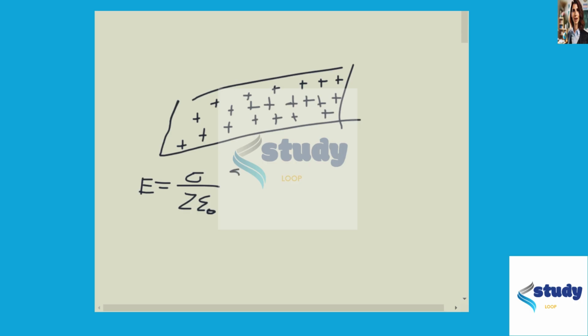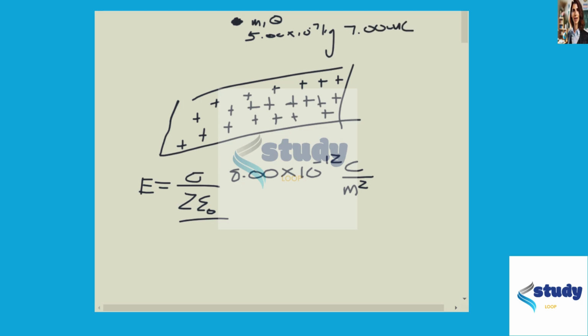The sigma in this case, if we convert it into SI units, would be 8.00 times 10 to the negative 12 coulombs per meter squared. And epsilon 0 is a fundamental constant that we can easily find in the table. So we're initially given information that we have essentially a small sphere with mass and charge. The mass is 5.00 times 10 to the negative 7 kilograms, the charge is 7.00 millicoulombs, and it's going to go from 0.400 meters to 0.100 meters.